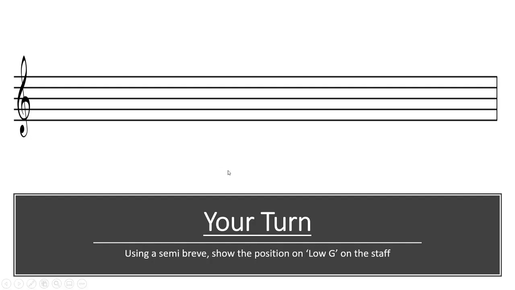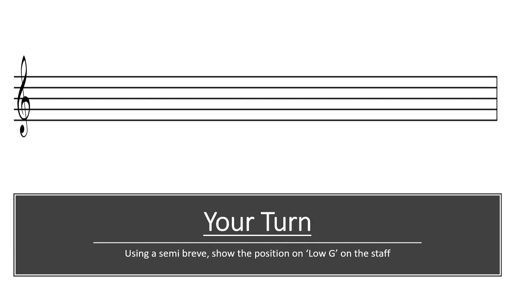So, the first one we're going to try and do is draw a semibreve on low G. And when you do it, do it over here. Don't smack it right in the middle, please. Do it over here, because we're going to do quite a few of them. So we're getting plenty of chances to make sure we get this right. So we'll draw a semibreve on low G.